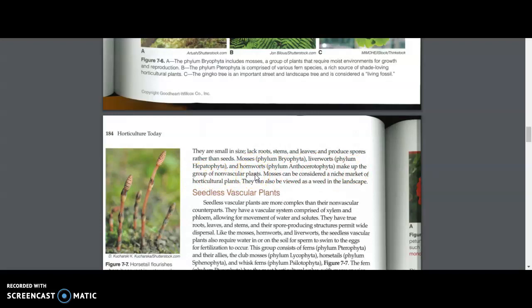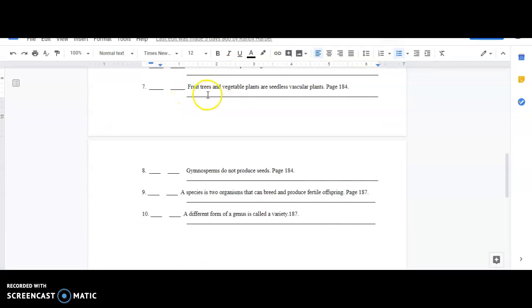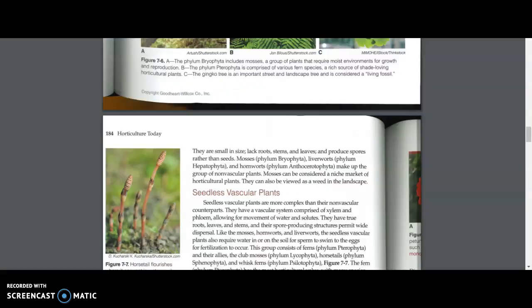Mosses can be considered a niche market of horticultural plants. They can also be viewed as a weed in the landscape. So you'll find the answer to number 6 in what I just read. Number 7 says fruit trees and vegetable plants are seedless vascular plants.